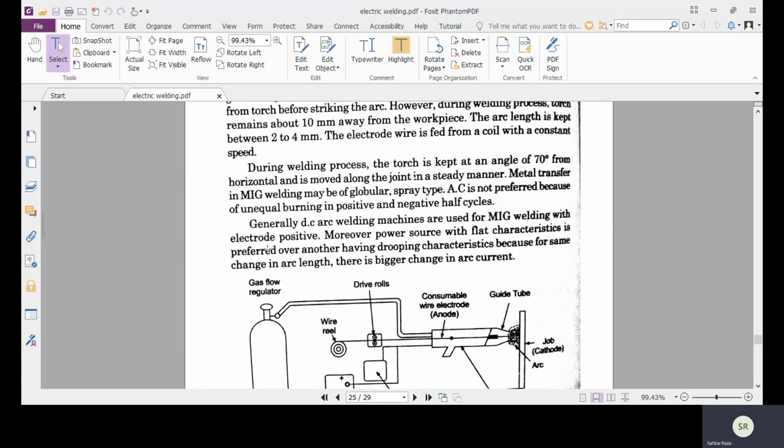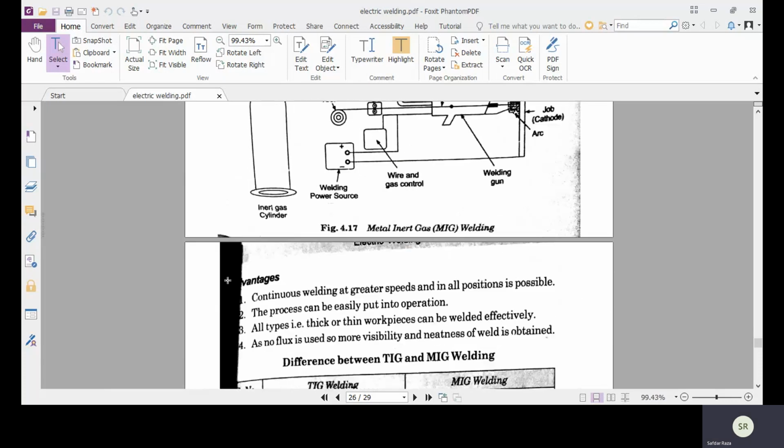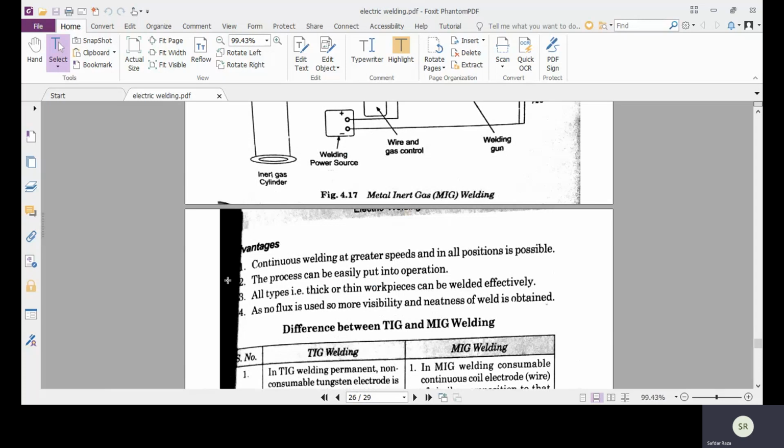Moreover, a power source with flat characteristic is preferred over another having drooping characteristic, because for the same change in arc length, there is a bigger change in arc current. Now the disadvantages include the continuously welding at greater speed and in all positions is possible. The process can be easily put into operation. All types, that is thick and thin workpiece, can be welded effectively as no flux is used, so more visibility and neatness of weld is obtained.